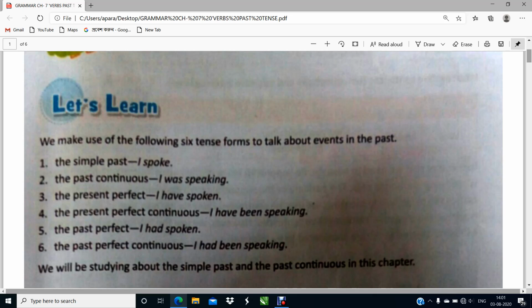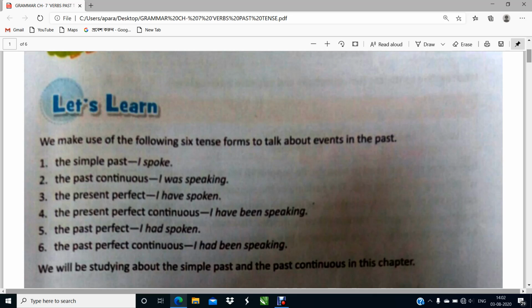First of all is the simple past. Suppose we say we wrote. It's simple past. Then the past continuous. We were continuing doing in the past. That means we were writing. Now the present perfect. What is that? The present perfect is we have written. We have written and the effect is still going on. We use the word have, but it is present perfect.